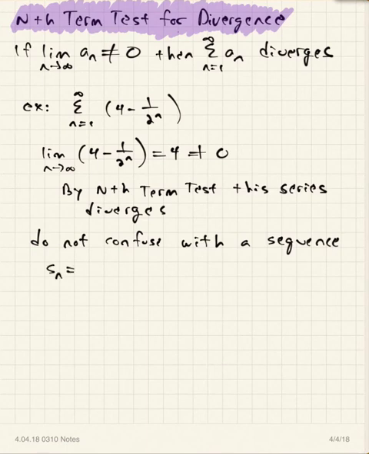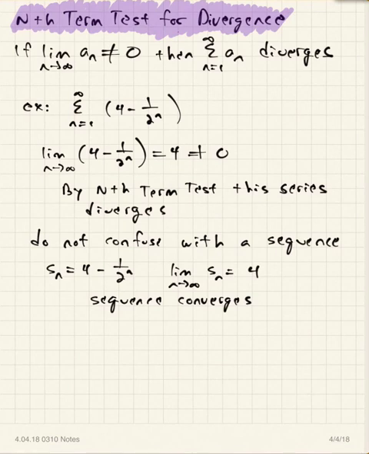So if you have the sequence S sub n, notice there's no sigma here. If S sub n is equal to 4 minus 1 over 2 to the n, the limit as n goes to infinity of this sequence is equal to 4. And so this sequence converges, because that's all you have to show for a sequence to converge: that the limit of the nth term exists. But we are not talking about sequences anymore. We are talking about series, and it isn't that easy for a series. If you can show that the nth term of a series is not 0, then by the nth term test, the series has to diverge. Don't confuse that again with a sequence.